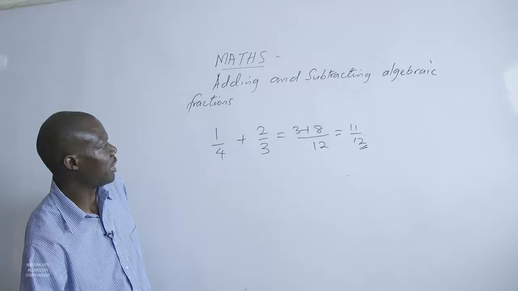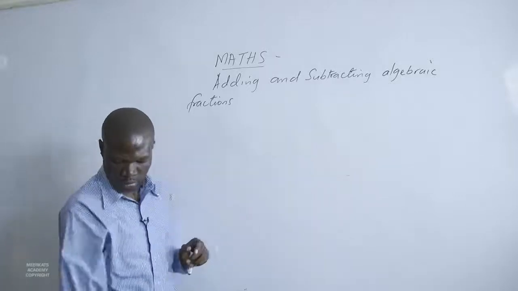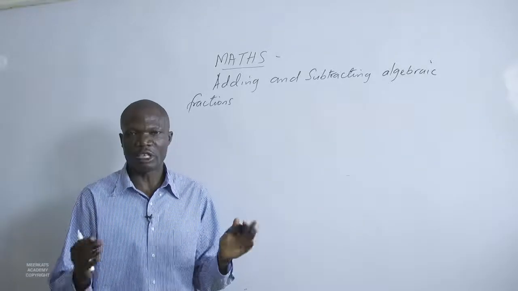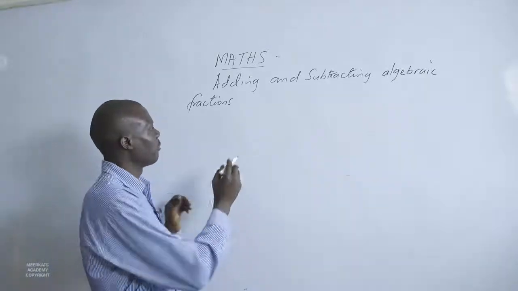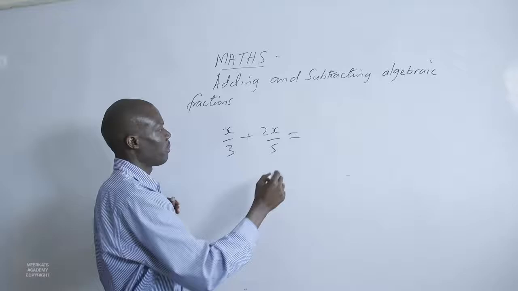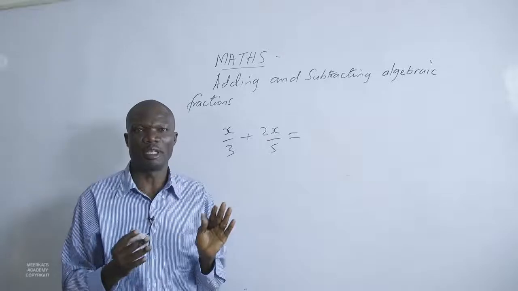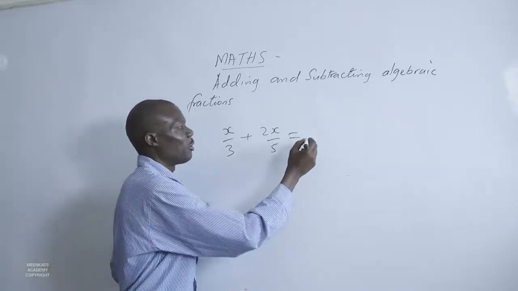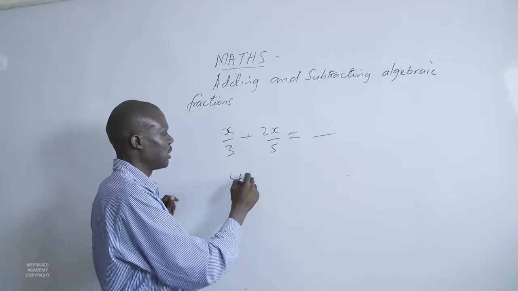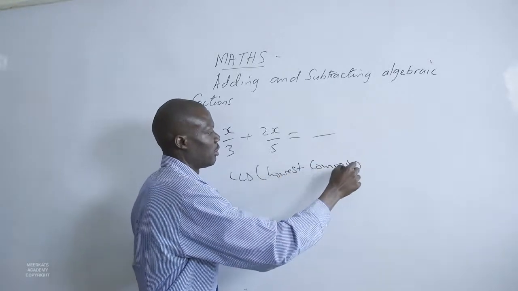If the fraction is an algebraic fraction, for example, if we had x over 3 plus 2x over 5, this one does not have the same denominator. And because the denominator is not the same, we shall look for the lowest common denominator, the LCD, the lowest common denominator.